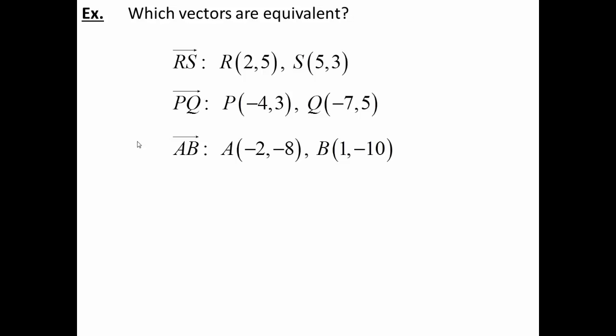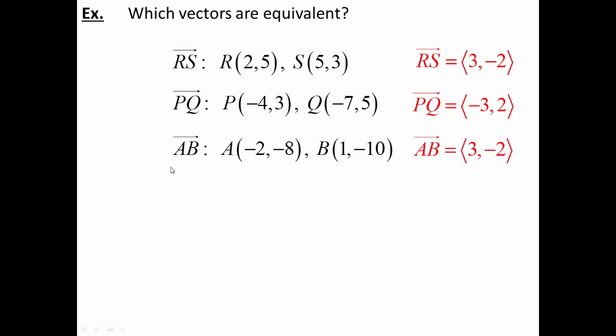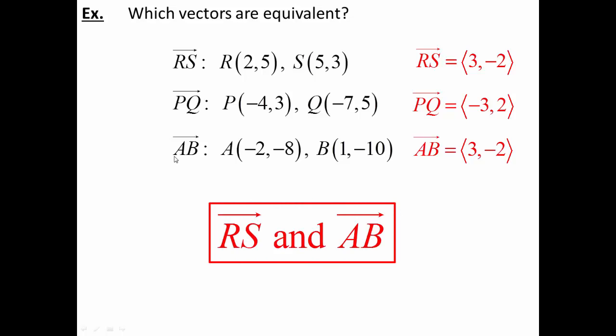Alright, so 2, 5 to 5, 3 should have given you 3, -2. PQ would be -3, 2, which means those are not equivalent. They are not the same number. They are actually the opposite of each other, so they are going in opposite directions. Their magnitude would be the same, but their directions would be opposite of each other, so those are not the same. Let's see what happens with AB. Is it going to match the first or the second? And it matches the first. So RS and AB are the same vector.